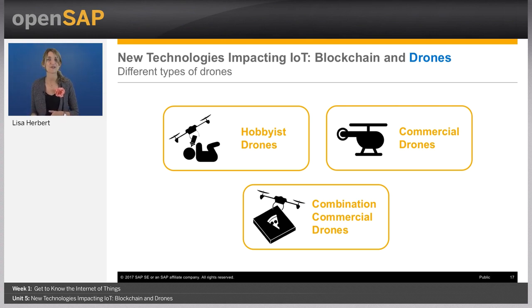And then lastly, the new middle category, which are so-called combination commercial controls. Those drones are sophisticated enough for commercial purposes, but not too complex to mass produce. These drones are helping enterprises with automated tasks in all kinds of industries. Let's look at some examples.